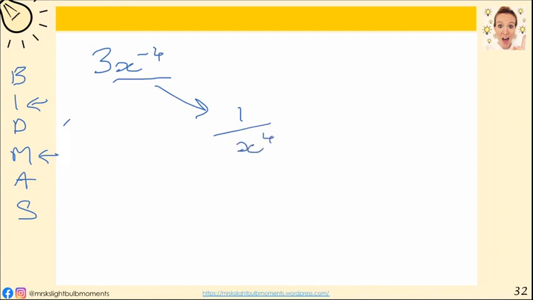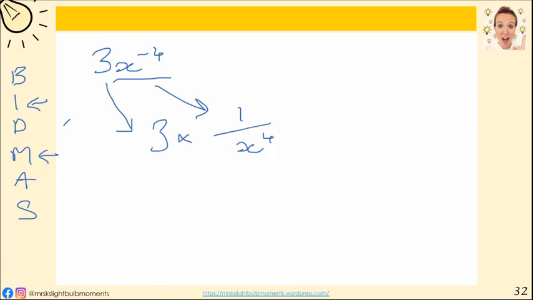Now previously, when we were dealing with numbers, we could simplify that. This is a letter. We can't do anything with x to the power of 4, so we're done. We leave it like that. But we've still got this 3. And this 3 was right next to the x, so it means 3 times x to the minus 4, or 3 times 1 over x to the power of 4.